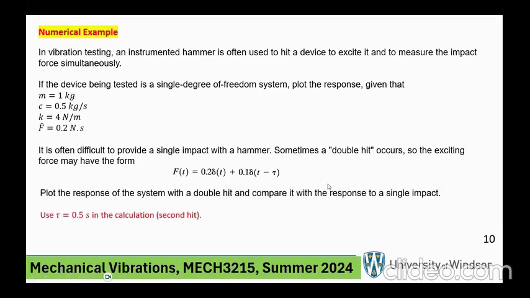What we want to do is find the response of that mass spring damper system to a loading which looks like that, impulsive loading. This is the first hit. This is the second hit. And notice that the values are different, of course. And this takes place, let's say, 0.5 seconds later, half a second later.